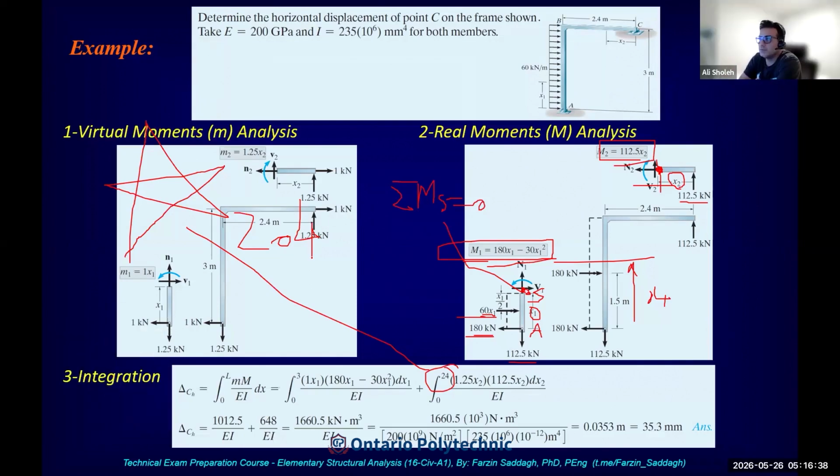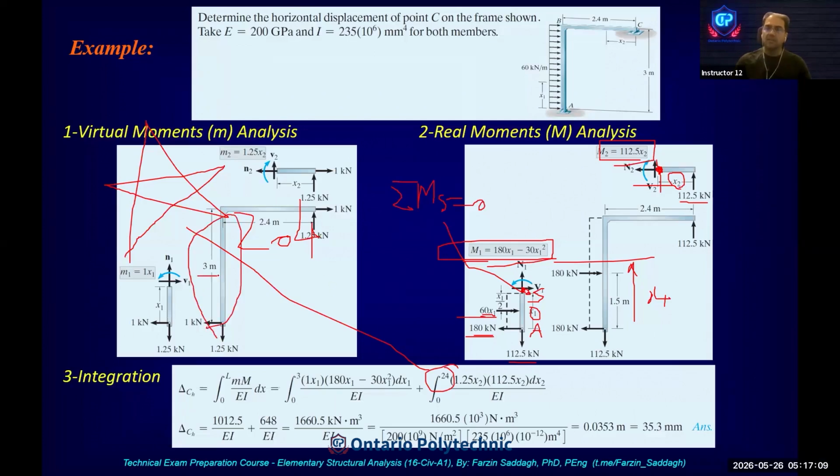Actually, x1, x2, x3, everything is x. We use x1, x2, or x3 just for clarification in different equations, because we have m1, m2, m3. When you use x1 for the column, then you know x1 is for the column, but actually it's x, in this region from 0 to 3 meters. When you use x2 for the beam, it means x2 is the beam, in this region from 0 to 2.4. The difference is just that, nothing more.